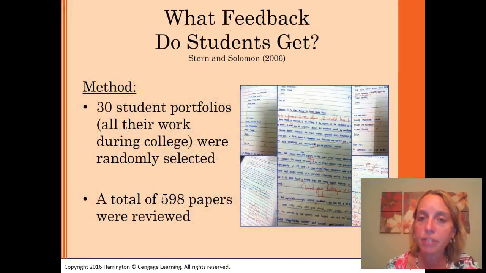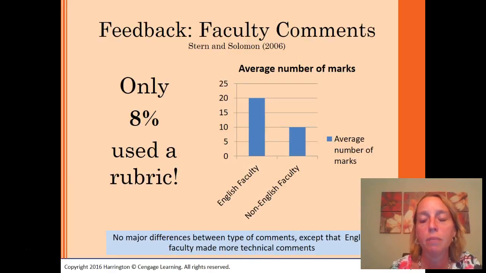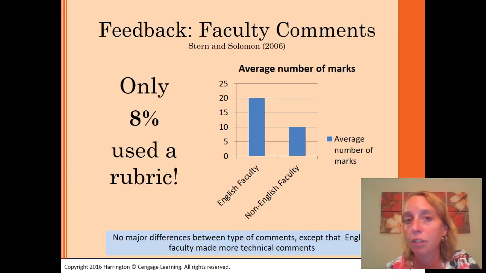All right, so now let's shift gears and talk about what kind of feedback students usually get. This is a really interesting study done by Stern and Solomon. In this study, 30 student portfolios were examined. They were randomly selected, and each student had all of their work looked at, a total of almost 600 papers reviewed. Looking at some of the key findings, first of all, only 8% of those papers had rubrics attached to them. So students were really left to figure out what the expectations were without very specific rubric instructions.